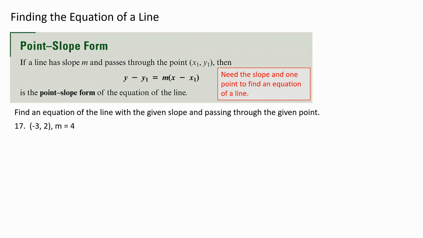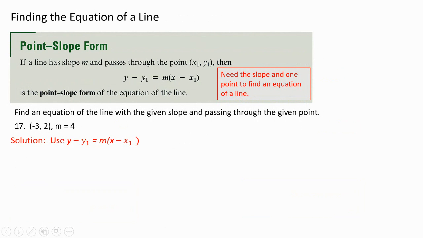Now this is finding the equation of a line. This is called the point slope form. If a line has a slope m and passes through the point x1, y1, then y minus y1 is equal to m, parentheses, x minus x1, close parentheses. That's how you use the point slope formula to find the equation. So here, guys, you need to find the slope and 1 point to find an equation of a line. For example, on number 17, they gave us a point and they gave us my slope, my m.